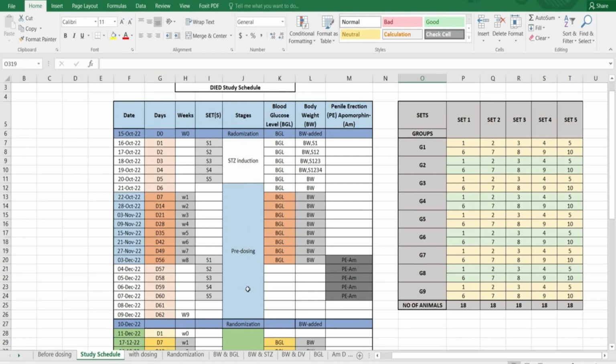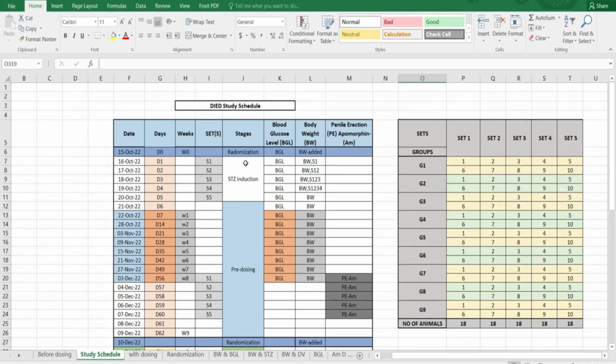Here we have completed randomization and then the STZ induction. On day 1 we will induce 18 animals with STZ, and then day 2, day 3, day 4, and the very next day, day 5, we will complete the induction procedure for all 18 animals. Likewise, we will induce all 90 animals, excluding the normal control.